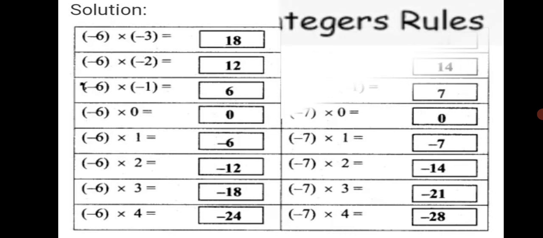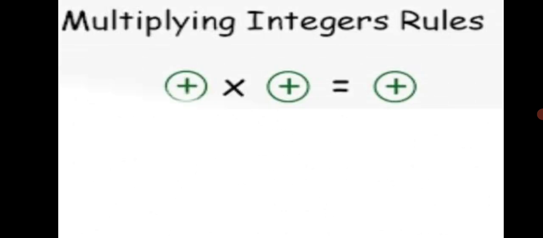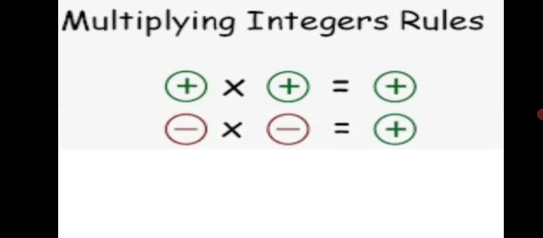Now let's memorize the rules for multiplying integers. So what are the rules? Positive into positive, the answer will be positive only. Next, negative into negative integer, answer will be positive. So the answer will be positive when both the integers have same signs, positive positive or negative negative. When will the answer bear a negative sign? When the two signs are different for the two integers.